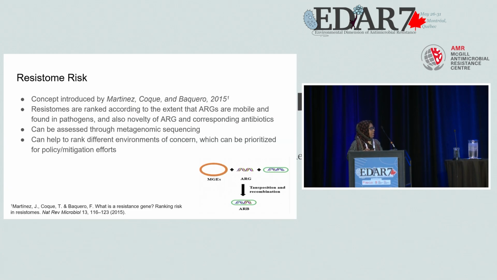Antibiotic resistance genes encode cellular functions that enable bacteria to survive in the presence of antibiotics. ARGs are ubiquitous in the environment, but not all ARGs present the same level of threat to human health. In 2015, Jose Martinez and his peers proposed a conceptual framework called resistome risk to determine the potential health risk of environments originating from ARGs. In this framework, resistomes were ranked based on criteria like the mobility of ARGs, whether they are being hosted by pathogens, the novelty of ARGs, and the corresponding antibiotics the ARGs are resistant to.